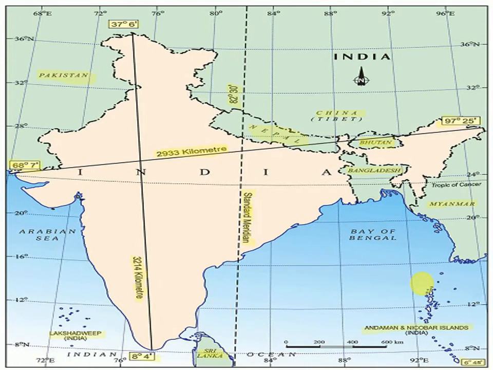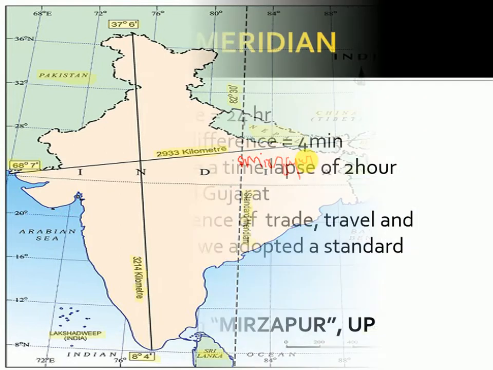If you look into one very special feature in this map, you will see that there is one special longitude that is drawn. That is the standard meridian, which is 82 degree 30 minutes east. Now, what is the speciality of this standard meridian? And by the way, this passes through a very special place, that is Mirzapur, and this name is very important. I think there was a Netflix series also about Mirzapur. Okay, so it passes through Mirzapur, which is in Uttar Pradesh.